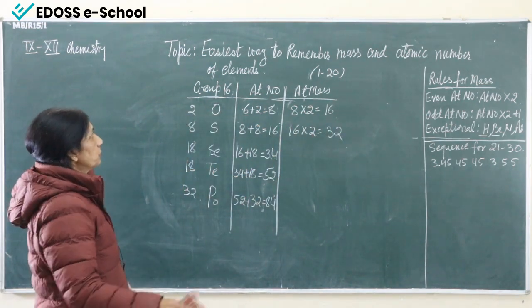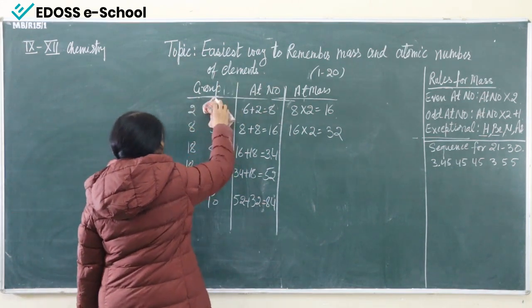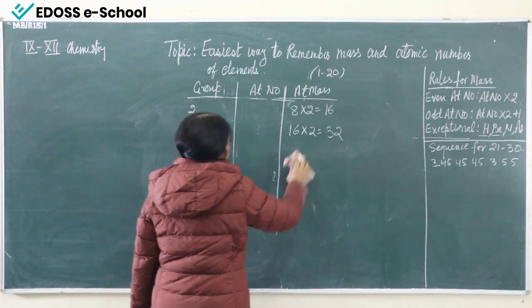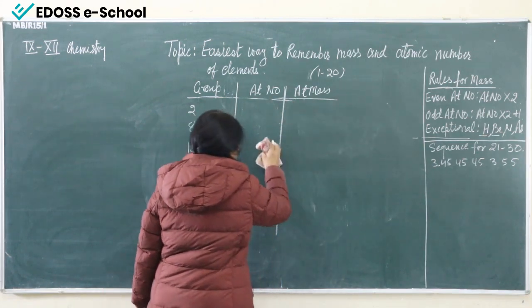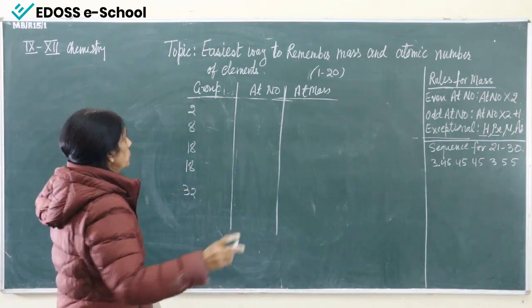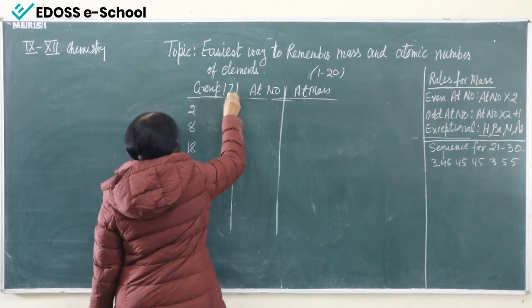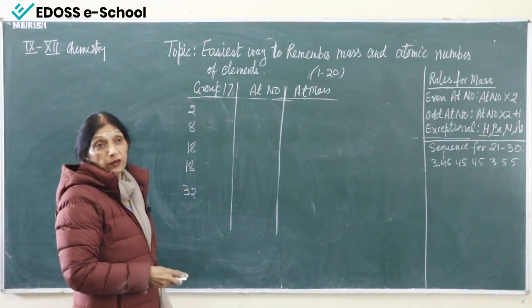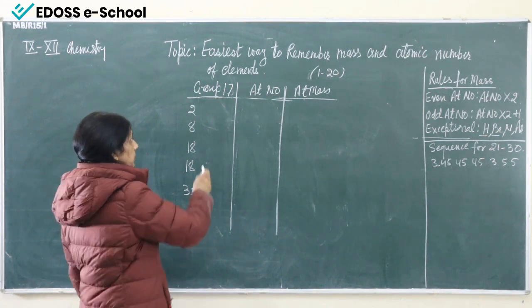Now coming to group 17. So now see, for group 17, method is same. Okay. Now for group 17, what we will do? This is group 17. Okay. So how to write the name of the symbol of the elements?